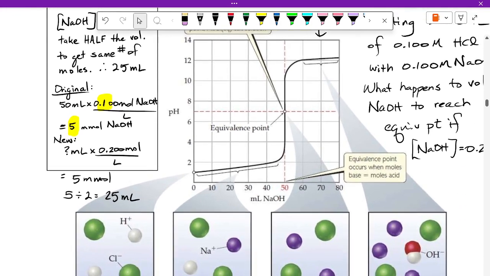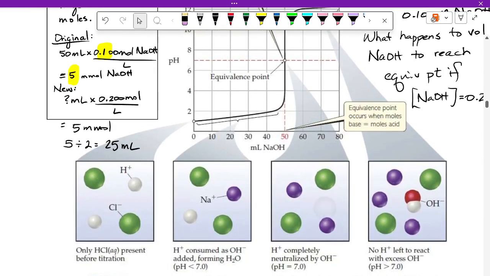Okay, so this is just a picture of what's happening down in the flask. So at the very beginning right here, we have just H and Cl. And then, ooh, what point are we at right here, assuming our original concentration? What is that point called there? That is our half equivalence point. But it's not really very meaningful for a strong acid and a strong base.